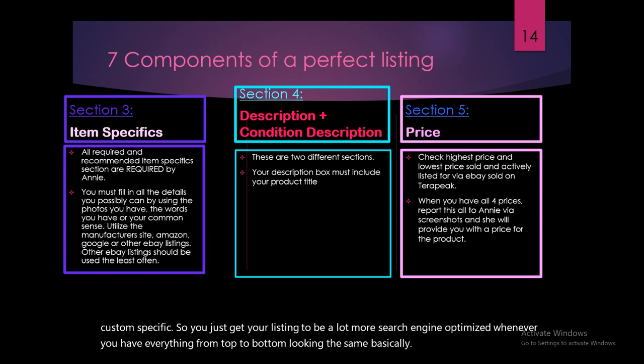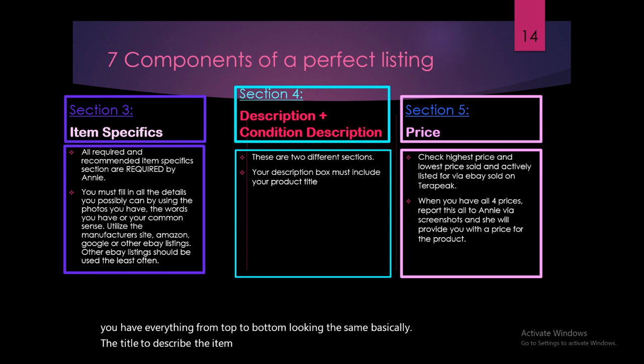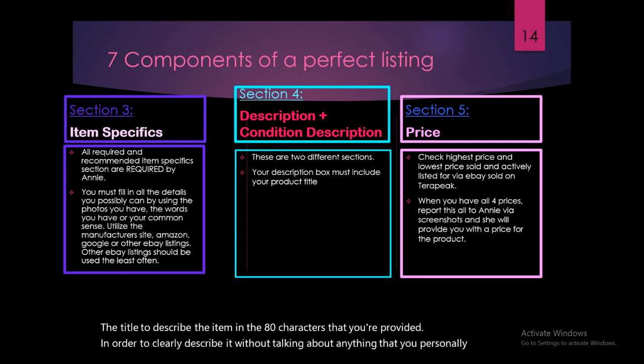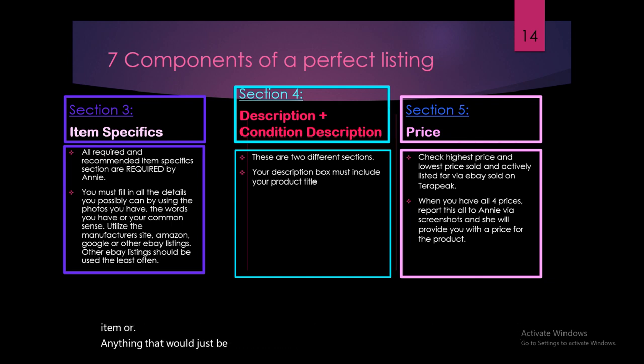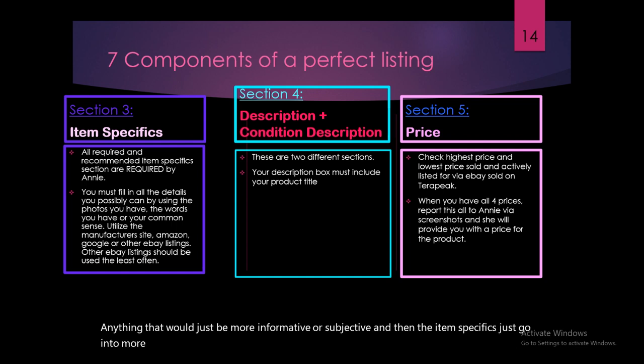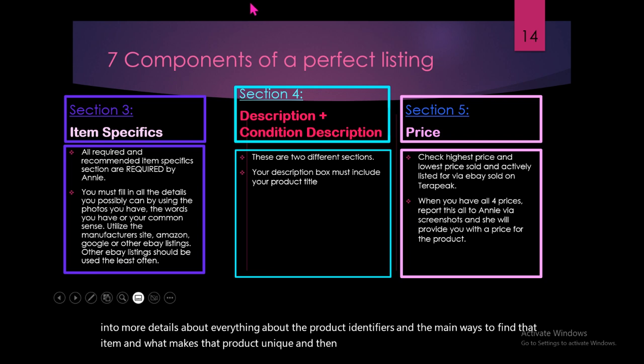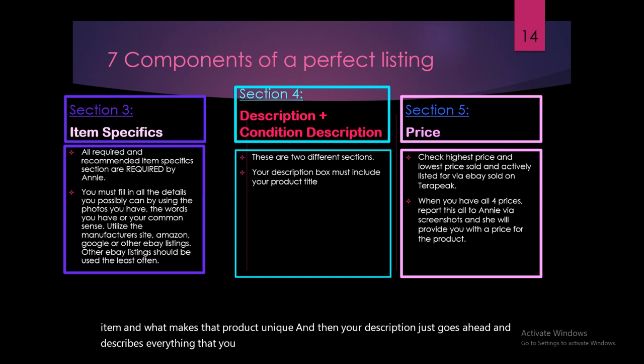Basically, the title has to describe the item in the 80 characters that you're provided in order to clearly describe it without talking about anything that you personally feel about the item, or anything that would just be more informative or subjective. And then the item specifics just go into more details about everything, about the product identifiers and the main ways to find that item and what makes that product unique. And then your description just goes ahead and describes everything that you just talked about at the top and the middle of that listing. Next is the price.